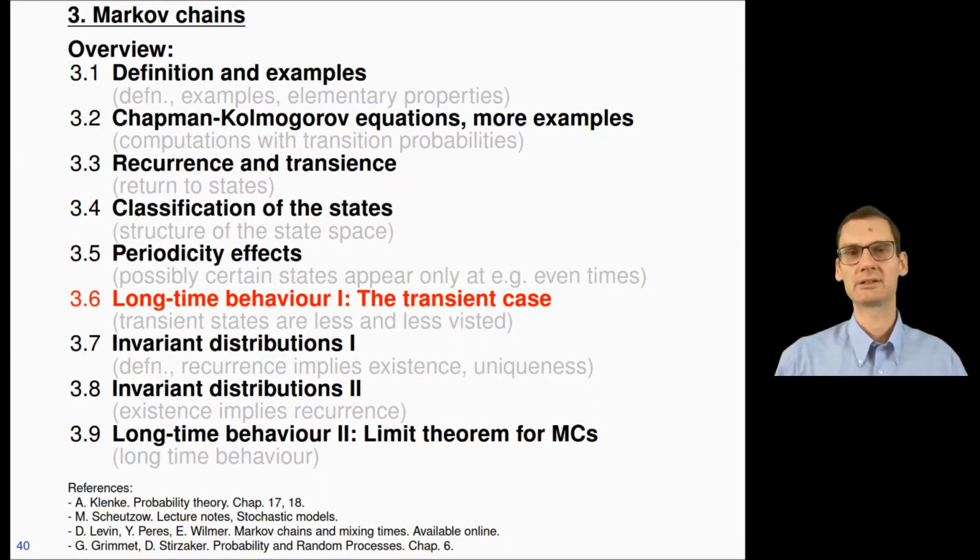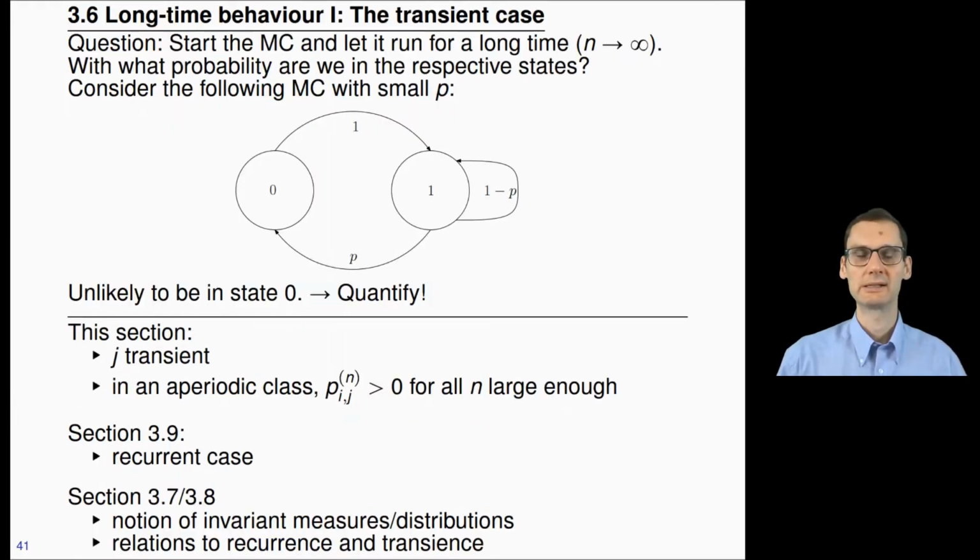And in the last section, we dealt with periodicity effects, which is about the effect that possibly you cannot return to a certain state at points in time which are outside a certain period. Okay, and the remaining sections 3.6 to 3.9 are about the long time behavior of Markov chains. In order to see what we're going to do, let's take a look at some introductory examples.